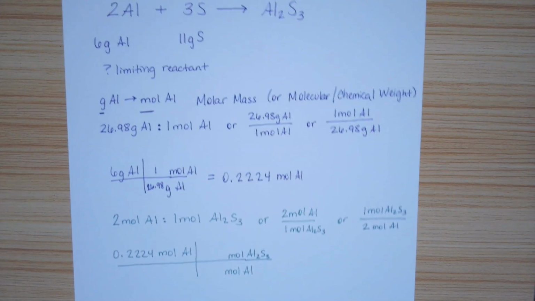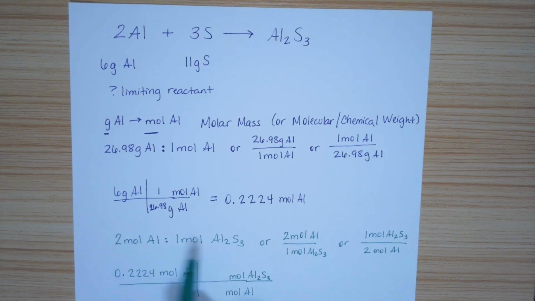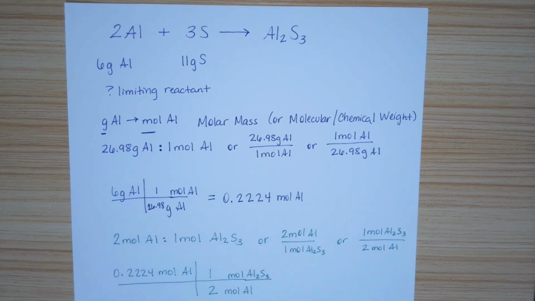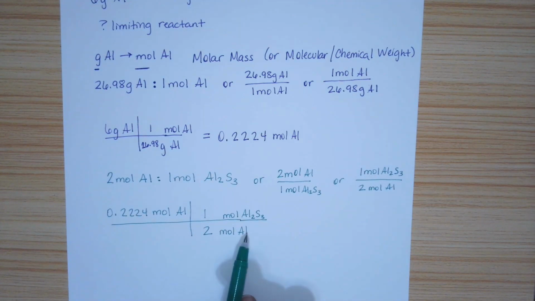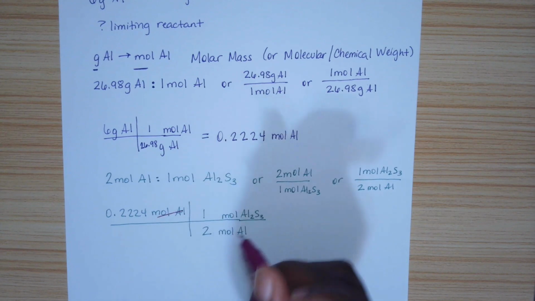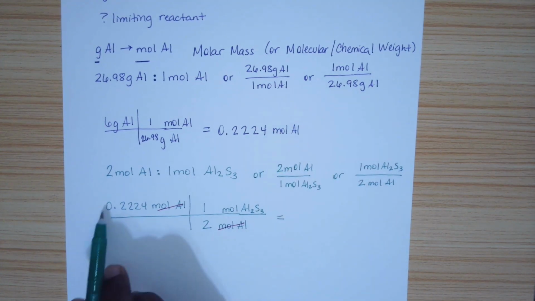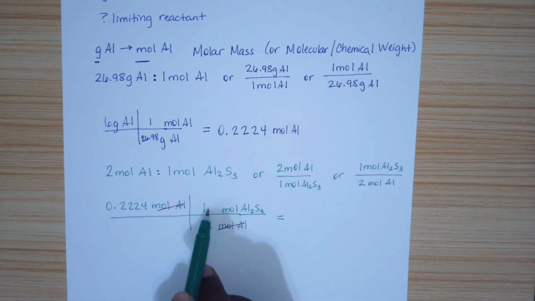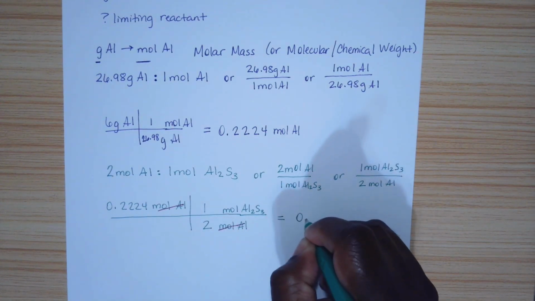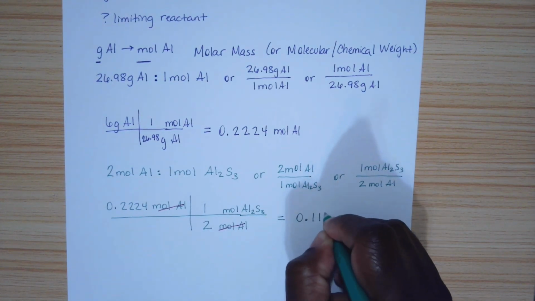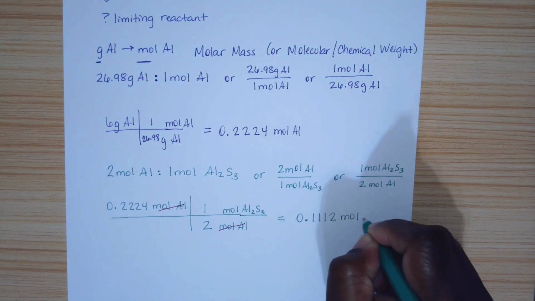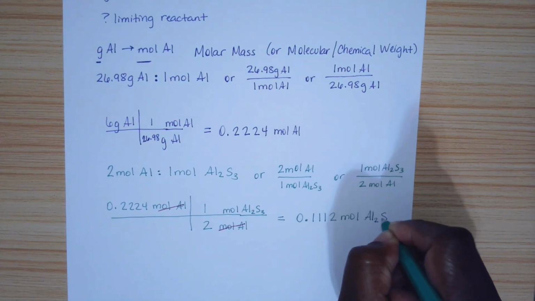Based on that balanced chemical equation, which we've already shown as a ratio, for every 2 aluminum, we can form 1 aluminum sulfide. So we simply put those numbers in. 2 moles of aluminum for every 1 mole of aluminum sulfide. So your moles of aluminum will cancel out, leaving you with moles of aluminum sulfide. Put that in your calculator. 0.2224 times 1 divided by 2. When you put that in your calculator, you'll get 0.1112 moles of aluminum sulfide.